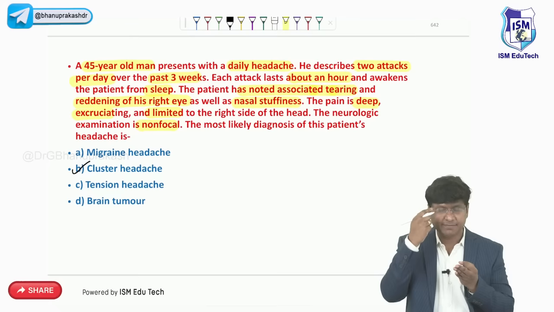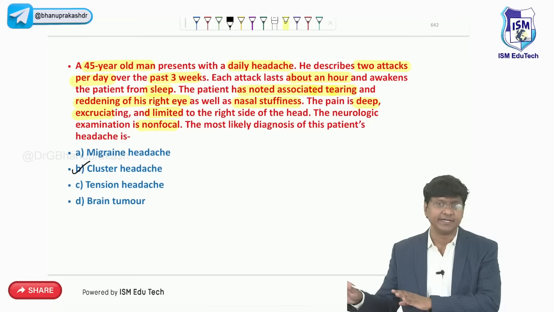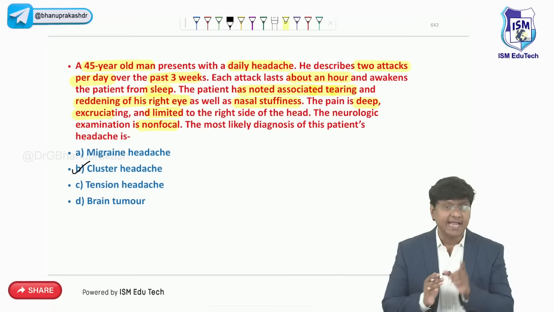And it is a very intense headache. Right? And why is it called cluster? Because the episodes appear in clusters. And again, there will be a headache-free period. And again, they will have clusters of episodes. That is the reason why it is called cluster headache. And each attack will last for less than 3 hours.